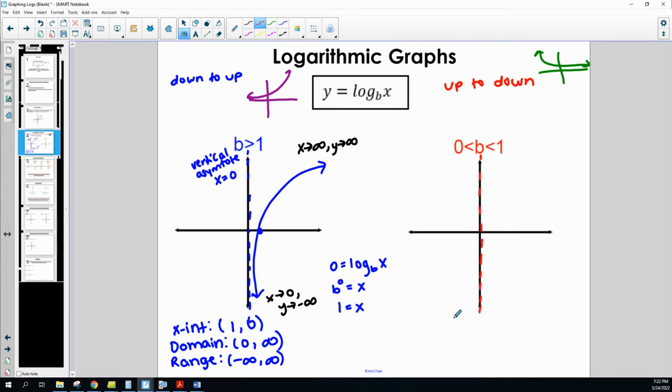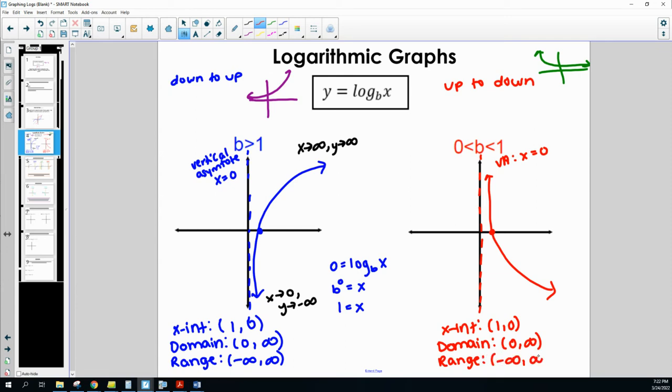So again, it's very similar to the other one. It has a vertical asymptote. I'm just going to put VA of x equals 0. If I solve for the x-intercept the same way, I'm going to have the same x-intercept of (1, 0). Go ahead and put that here. But now we're going up to down. So our graph is going to look something like this. And again, our domain will be similar to the one we just did, from 0 to infinity. And again, notice that we have a parenthesis on the 0 because we can't include it since it's an asymptote. And then our range for every single one of these will be negative infinity to positive infinity.